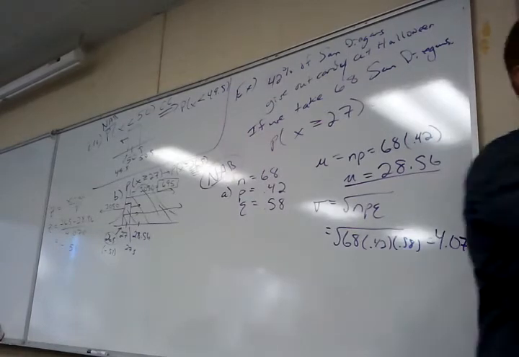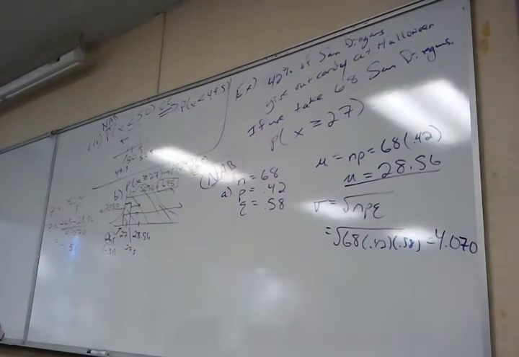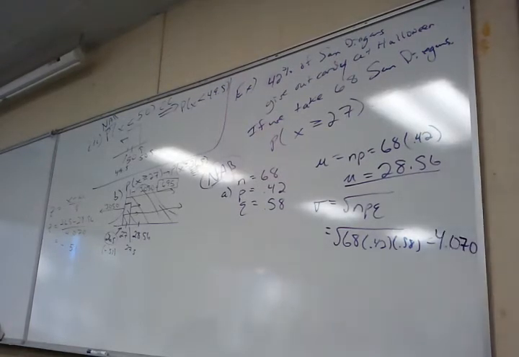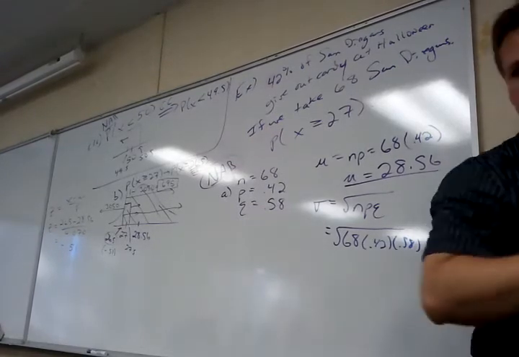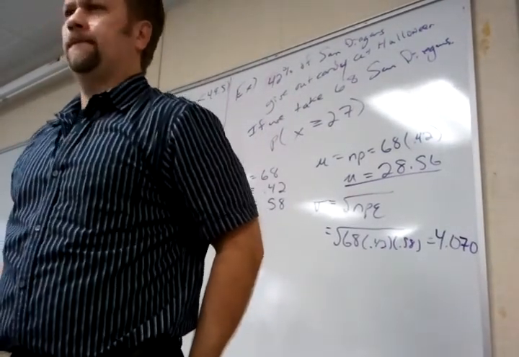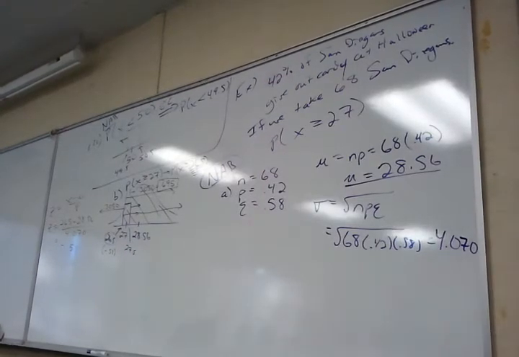27. I would forget to put my little bar. I would change this to a z-score. 27 minus 28.56, whatever that is, negative 0.38. So when I look up negative 0.38, what do you get? 0.3520. So this will be 0.648.